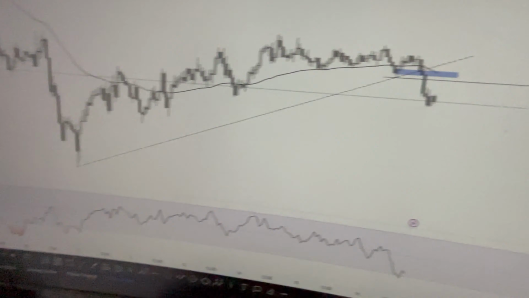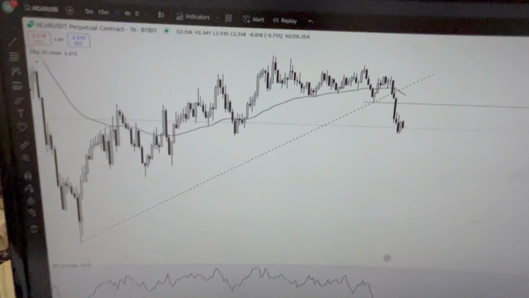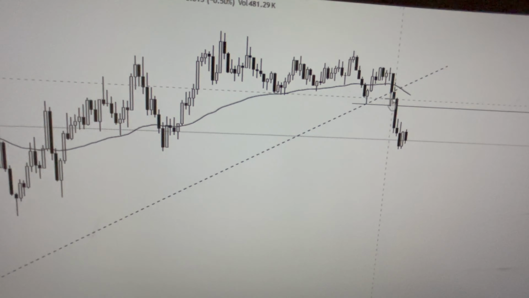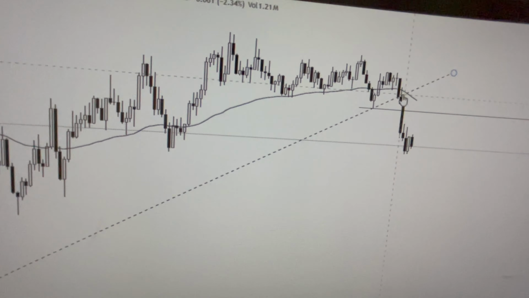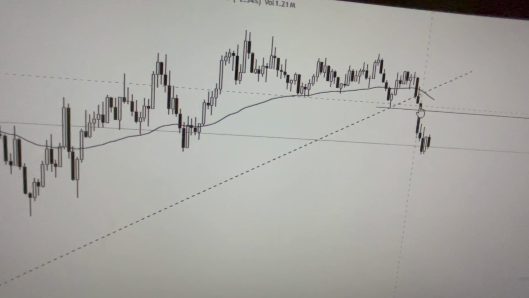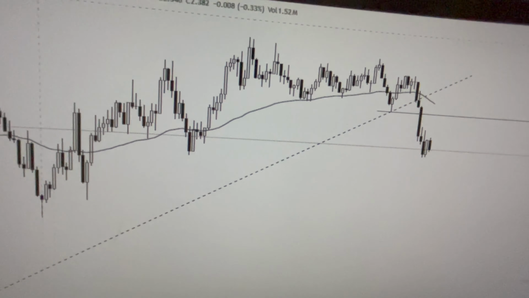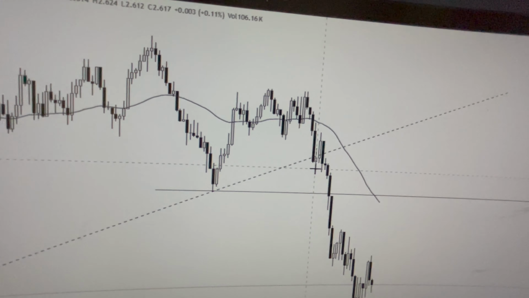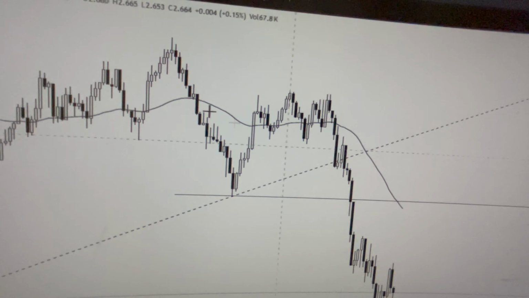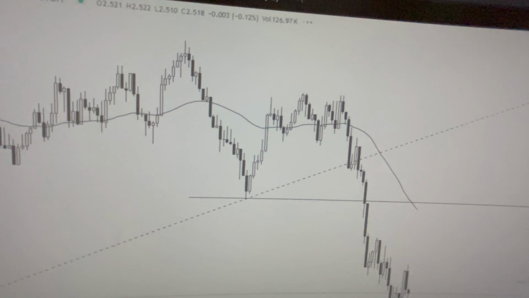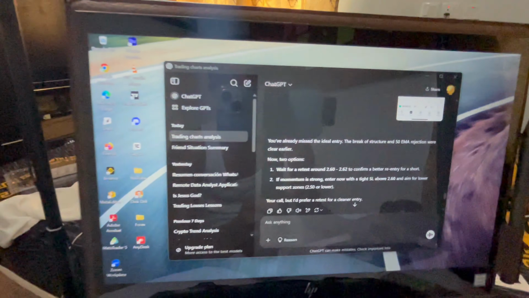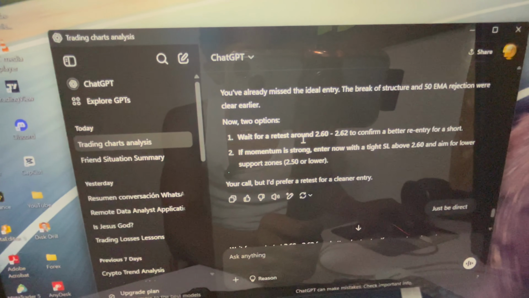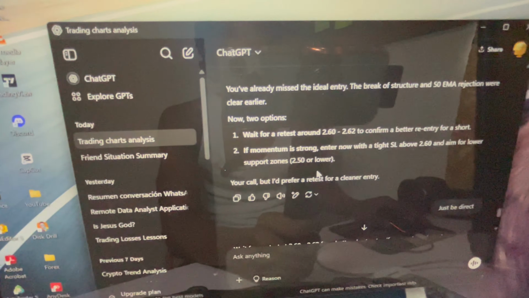Exactly. So this is what ChatGPT is saying. ChatGPT was telling us that this is the exact place we were supposed to enter, and we have missed the ideal entry. So we have to wait for a retest. Let me show you on the 15-minute time frame. This is where it said we were supposed to enter, and we have missed the ideal entry. ChatGPT was giving us two options here. The first option is to wait for a retest, and the second option is to enter immediately.